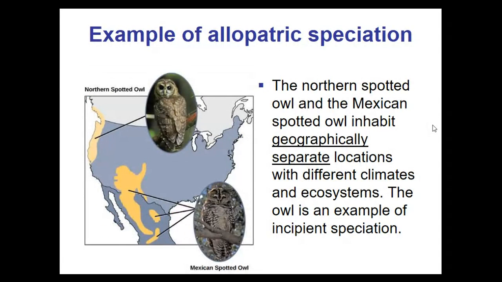So if one population evolves so much that these are now so different from these that they can't interbreed, they couldn't even interbreed if you put them back together, now we'd say, according to that biological species concept, that's a new species.